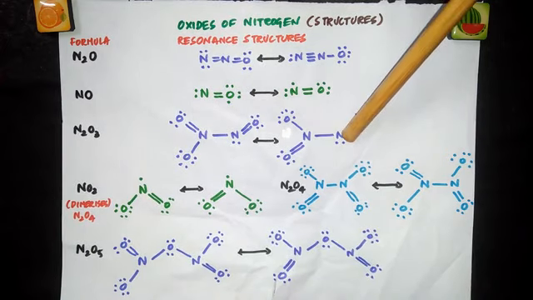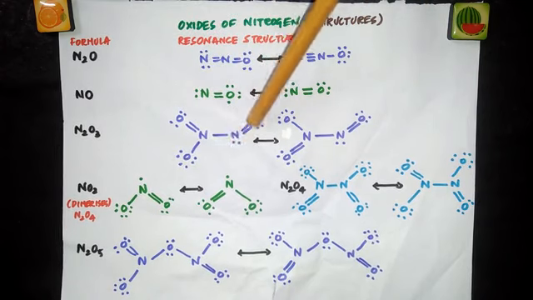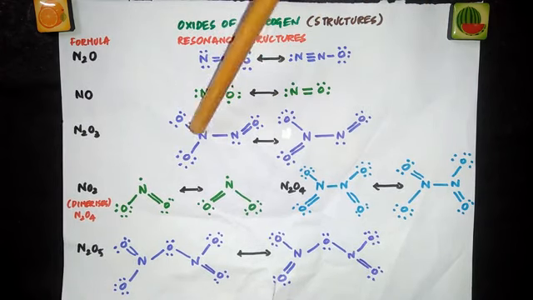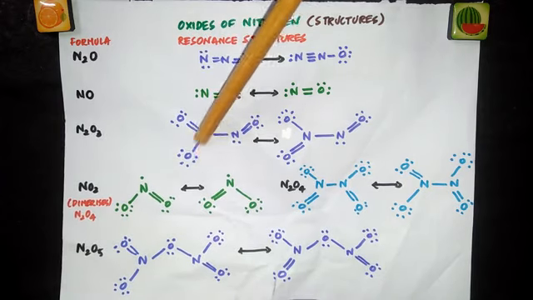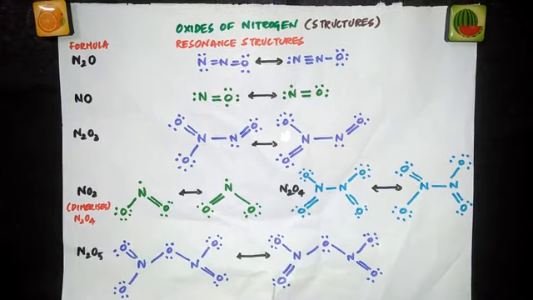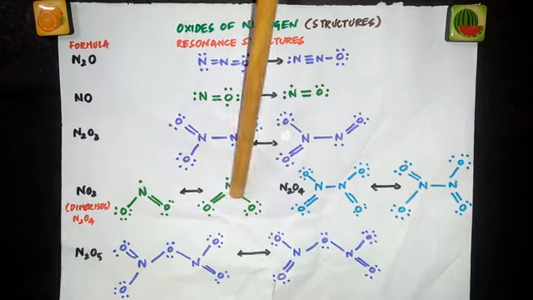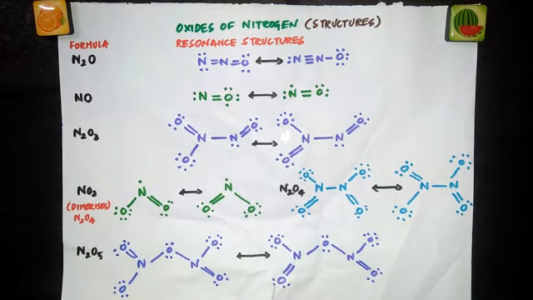Now in this resonating structure, we have N double bond O, single bond O, double bond O. In this resonating structure, here you have a single bond, here you have a double bond. So these two are resonating structures. The next oxide of nitrogen is NO2, nitrogen dioxide, and these are the two resonating structures of nitrogen dioxide.